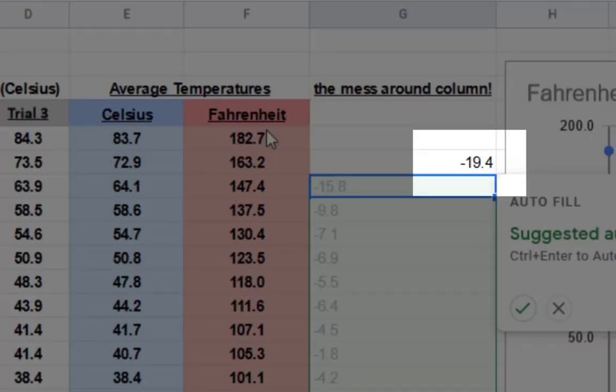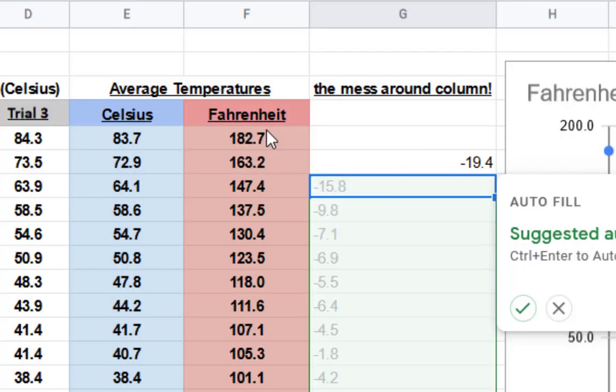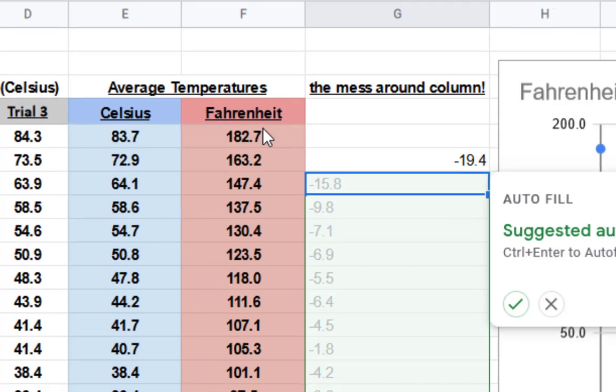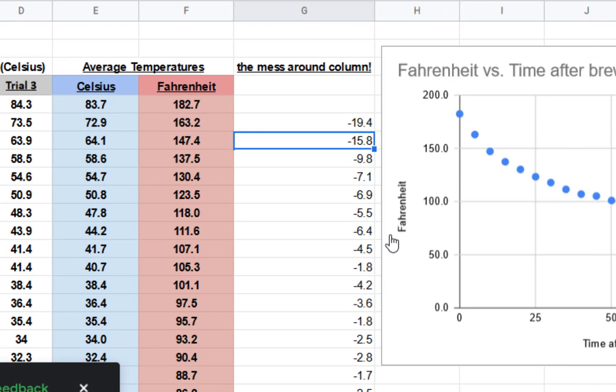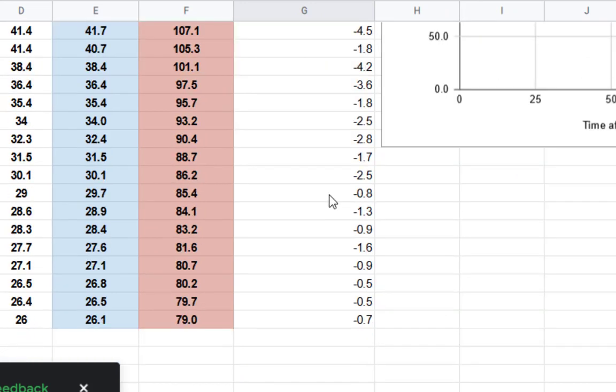And the negative sign means it got cooler. So it lost 19.4 degrees Fahrenheit from 0 minutes to 5 minutes. So in that first 5 minutes. I'm going to hit the checkbox next. And that's good. I don't know if you get the autofill. I got the autofill, which is kind of cool. And then I'm going to watch it as it goes, as the temperatures go down.